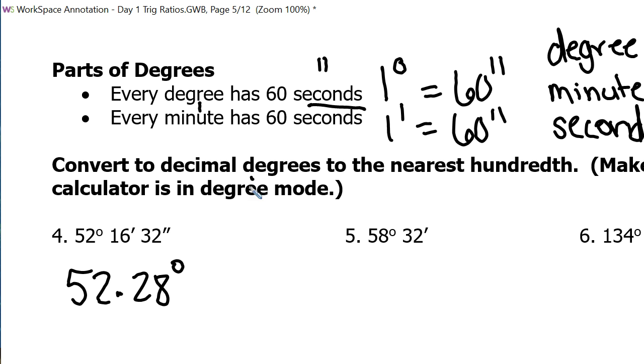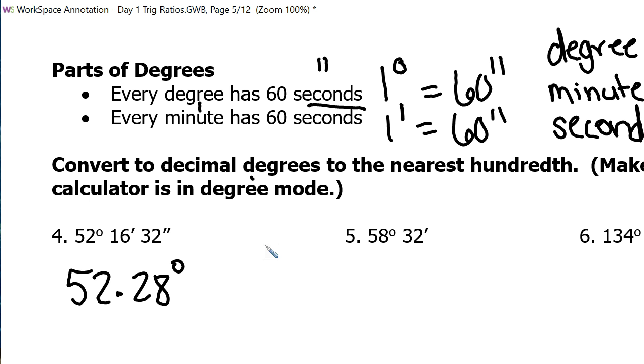Okay, I'll do the next one with you, then I'll have you do the rest for practice. And we'll check your answers in a moment. Now the next one, we have 58 degrees. So type in the 58, and then second, apps, number 1. Then we have 32 minutes, so 32. Then for the minutes, it's second, apps, number 2.